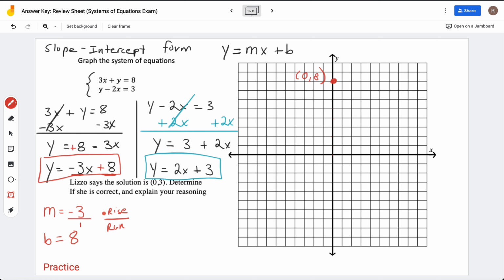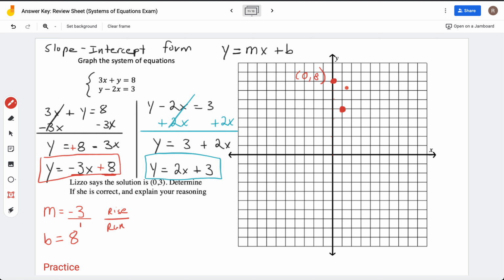Now, if we're rising -3, that sounds weird. We're rising -3, but we know if it's a negative number, we're not going to rise. We're going to go down. So we're going to go down 1, 2, 3. We went down 3. And because our run is positive, we're going to go to the right. So we're going to go down 1, 2, 3, and 1 to the right. That's one of our points.